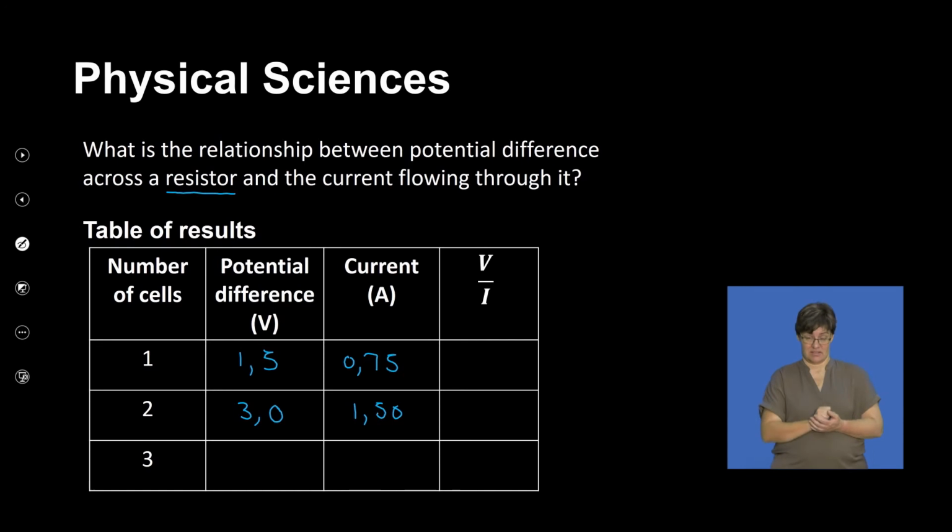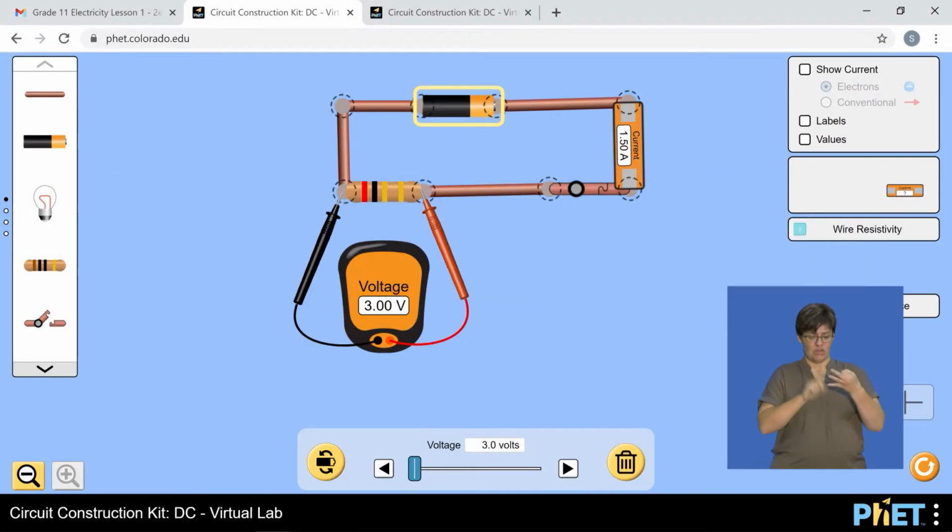We can all immediately pick up the trend that as we get the potential difference greater and greater across the resistor, so does the current. Okay, let's make it 3 times as big, which corresponds to 3 cells. So this is going to be 4.5 volts, which corresponds to 2.25 amperes of current.